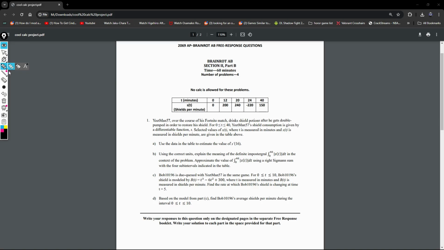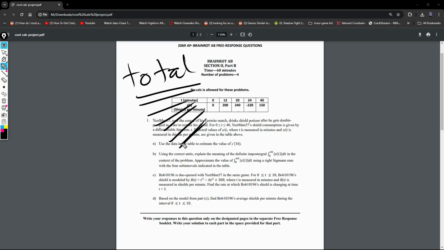Okay, guys. So, this is a bit of a loaded question. It's asking you to do two things here. Don't forget that. It's asking you to interpret the meaning of this integral, and it is also asking you to actually approximate the value, right? So first things first, let's do the meaning of this. Okay, so absolute value. First thing you should think: total distance, total whatever. Using the correct units, explain the meaning of the definite integral.